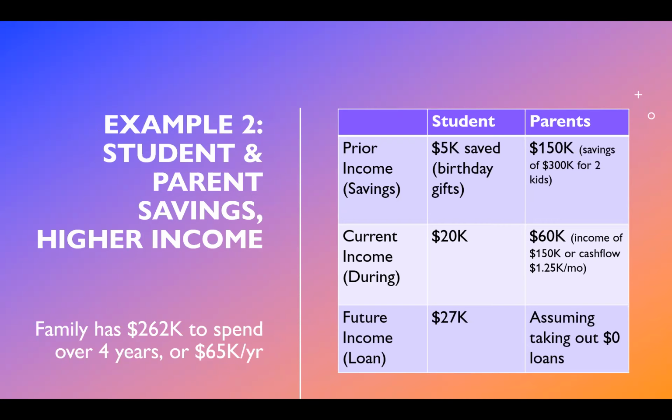Still same current income for the student, still same future loan for the student. But here the parents have higher income. We are making an assumption that they are earning $150,000, so they can cash flow about $1,250 a month. So again, no parent loans. In this scenario, the family has over $260,000 to spend, or $65,000 a year.